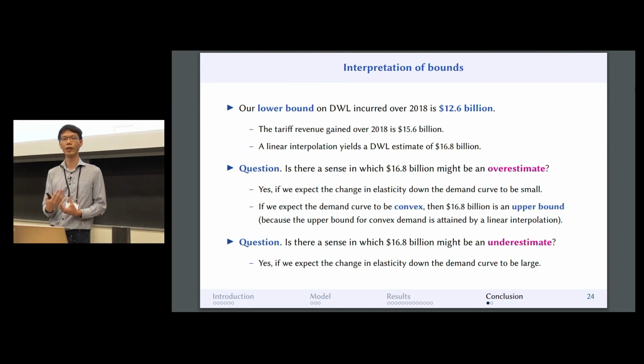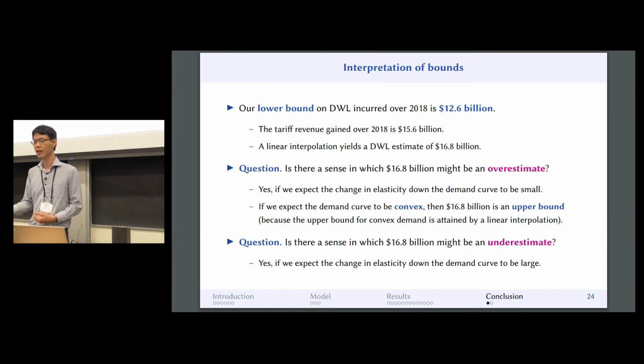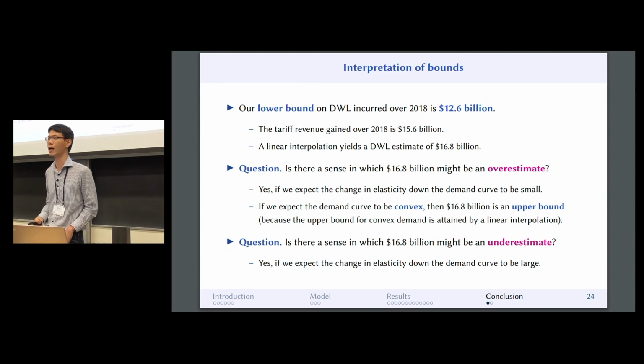By contrast, you might also ask whether there's a sense in which the $16.8 billion might be an underestimate. And using our results again, you can show that the answer is yes, if we expect the change in elasticity down the demand curve to be large.